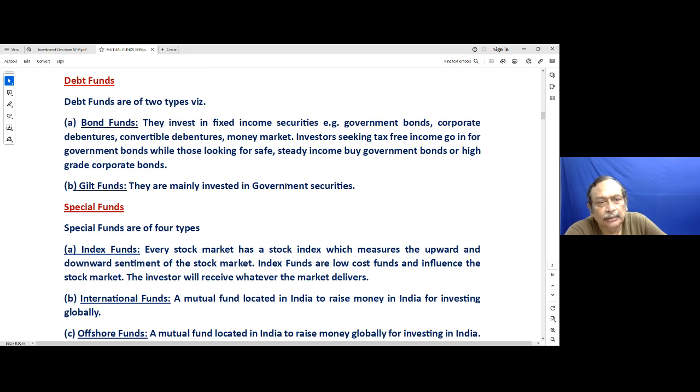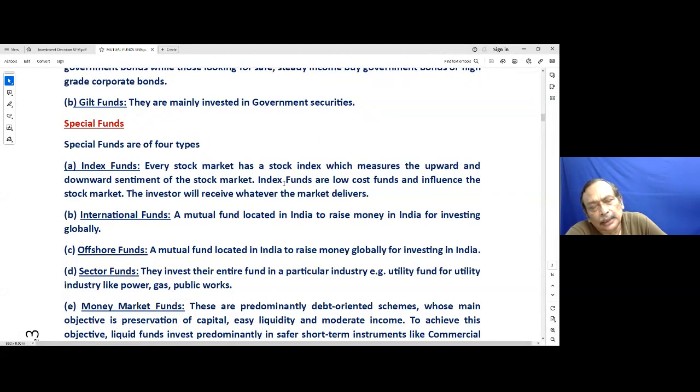Apart from debt funds, we have special funds. And special funds are of four types. Index funds. Every stock market has a stock index which measures the upward and downward sentiment of the stock market. Index funds are low-cost funds that track the stock market. The investor will receive whatever the market delivers.